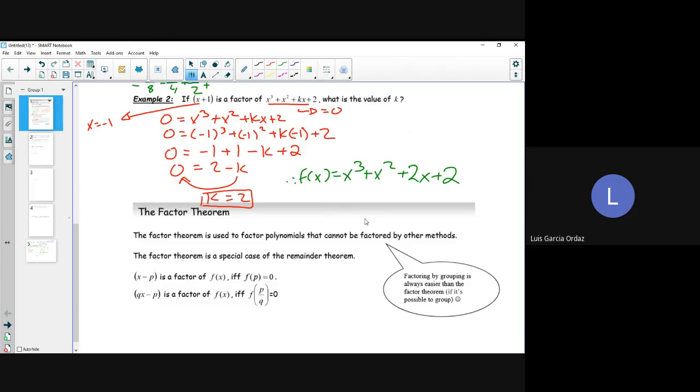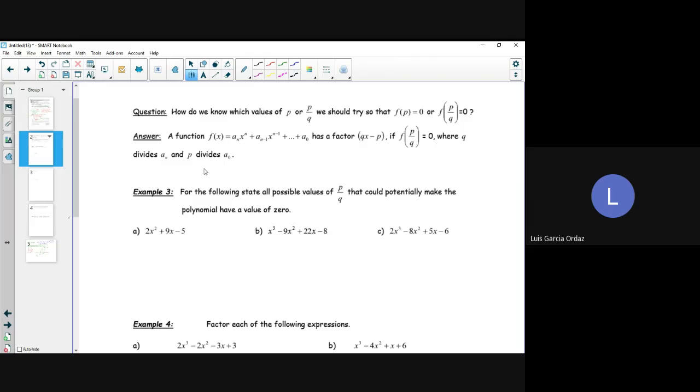So x minus p is a factor of f of x if and only if f of p is equal to 0. Or in this case, q of x minus p is a factor of f of x if and only if f of p over q is equal to 0. What it means by p and q is we're basically taking factors from our constant value and factors from our constant value at the highest degree that's in front of it. I'll explain what that means in the next example.